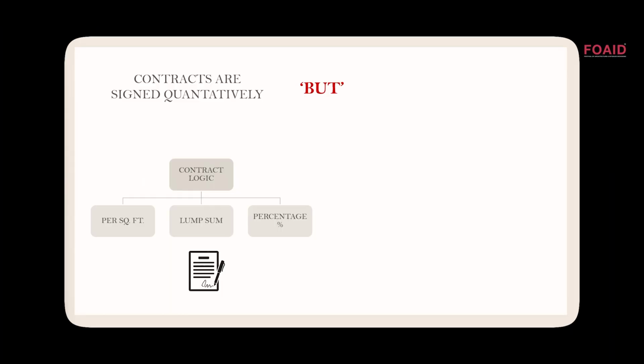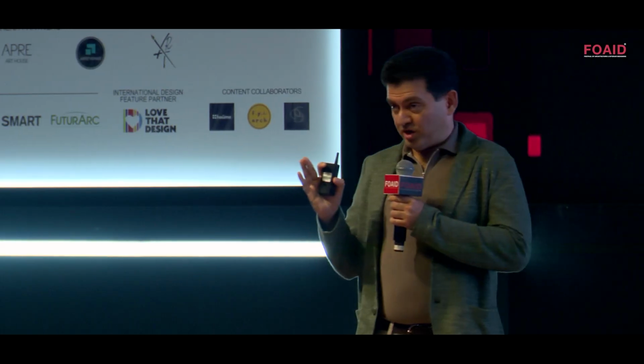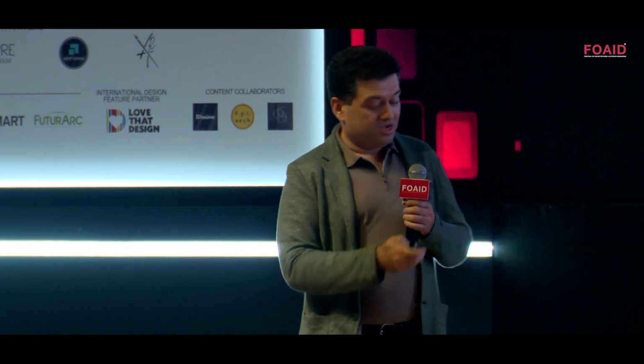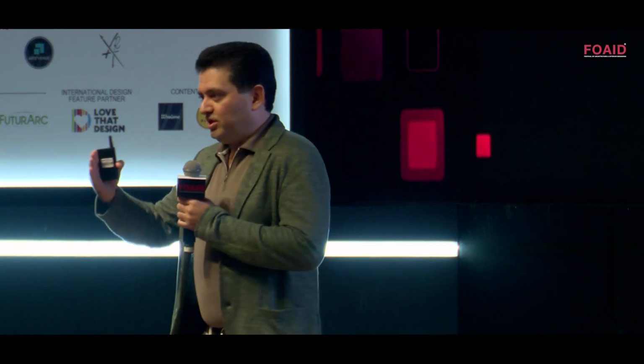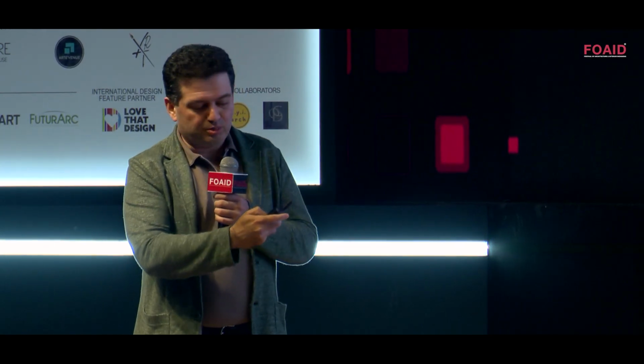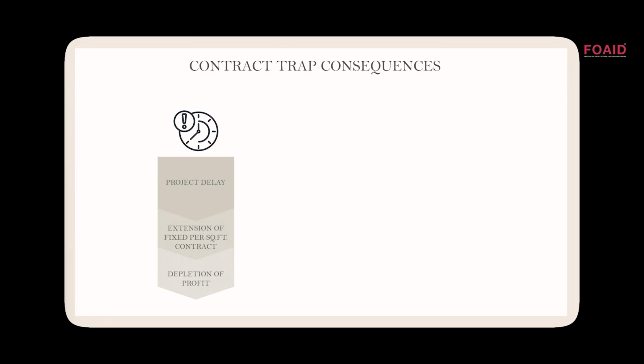But your expenditure is temporal. It's time-based. It's a concept that you need to focus a bit and understand. You're contractually engaging quantitatively, but you are expending temporally. So bills, salaries, capex, whatever you are spending, the expense logic is based on months, is based on years. So these two are actually not commensurate with each other. How do you solve that? And what are the consequences of that trap?